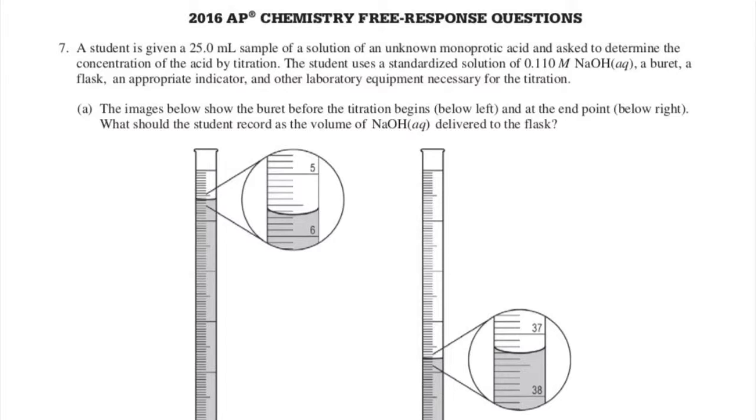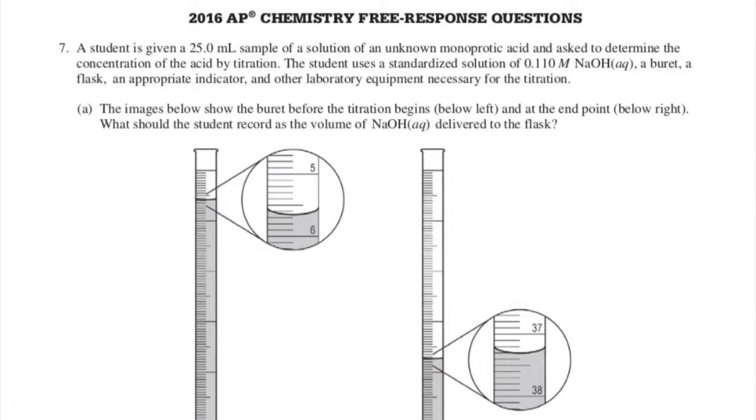Question 7 states, a student is given a 25.0 milliliter sample of a solution of an unknown monoprotic acid and asked to determine the concentration of the acid by titration. The student uses a standardized solution of 0.110 molar NaOH, a burette, a flask, an appropriate indicator, and other laboratory equipment necessary for the titration. So that's the base of the experiment.